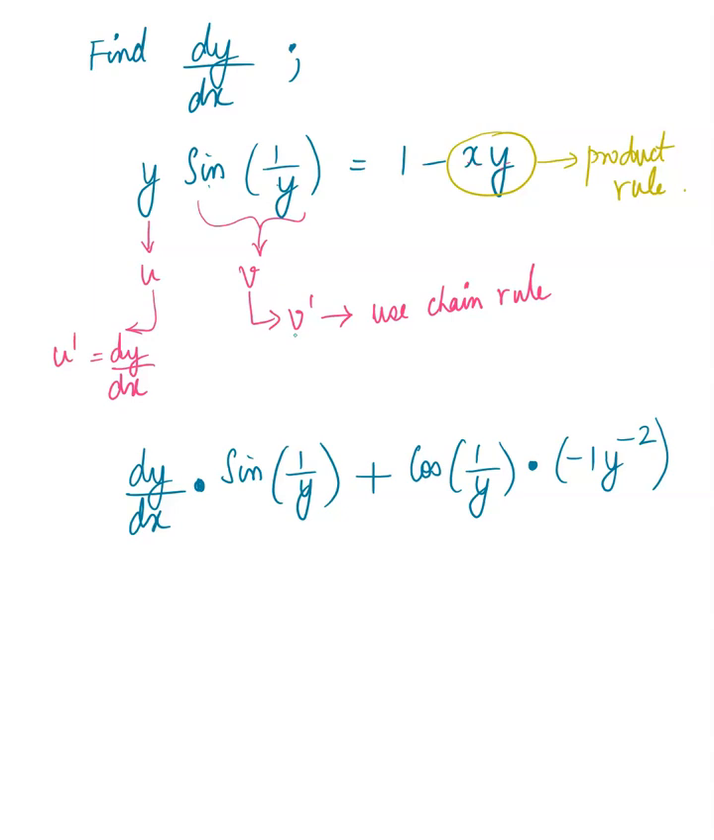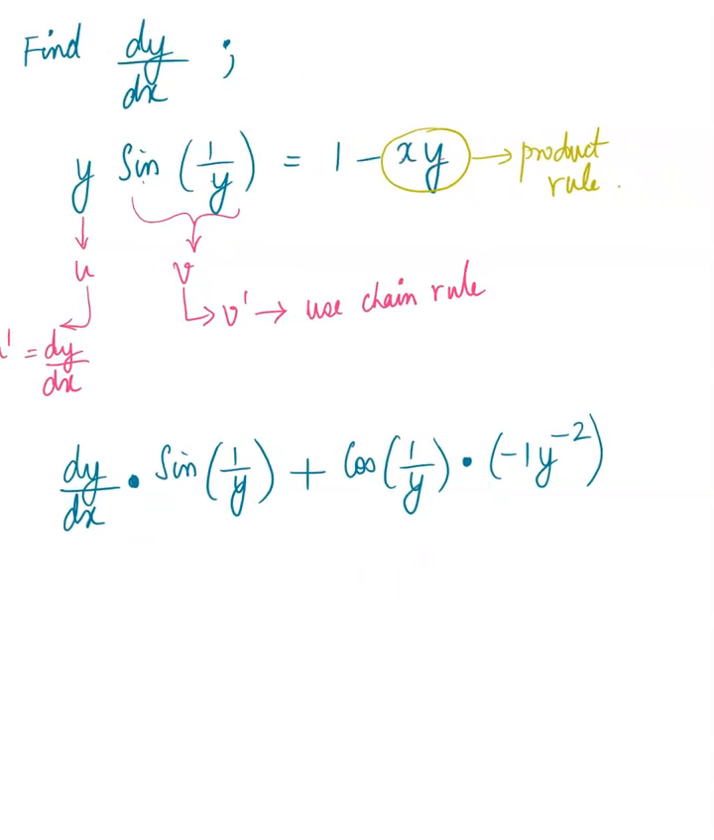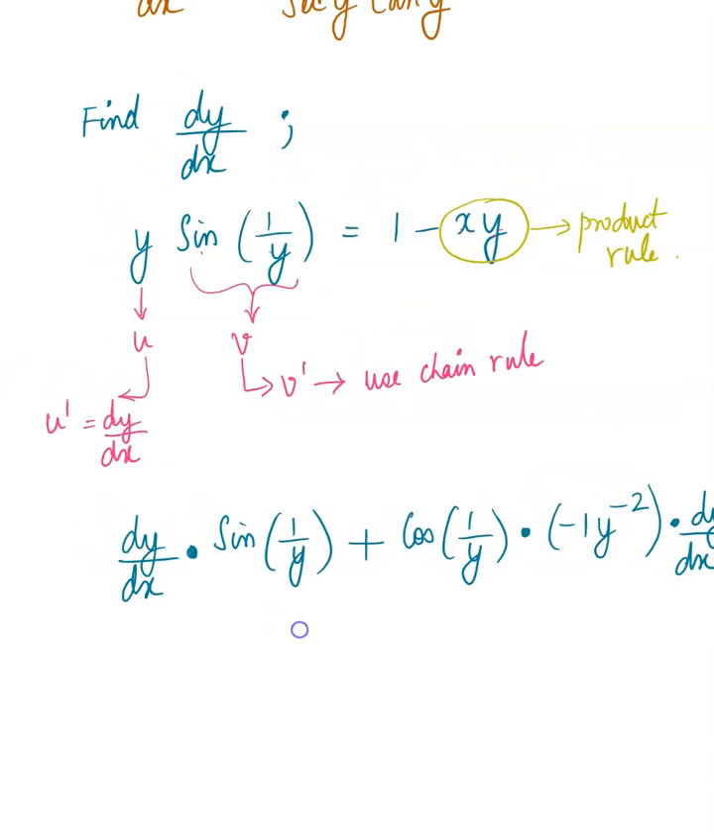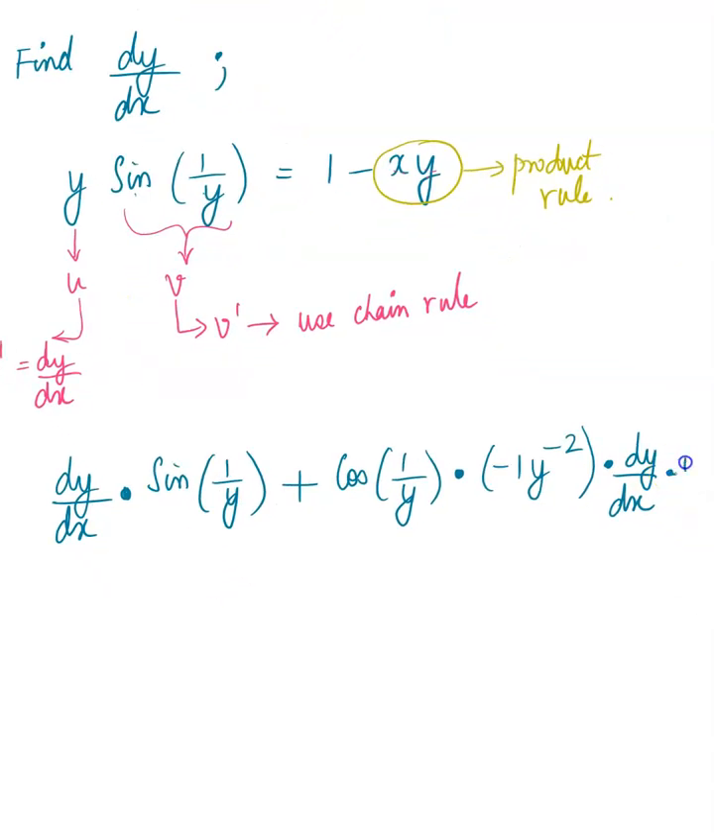And then you have the y itself that is in the inside, right? So that has to be dy over dx. That's v prime and then u. So times another y. All that for the left side equals the right side 0 minus u prime v plus v prime u.